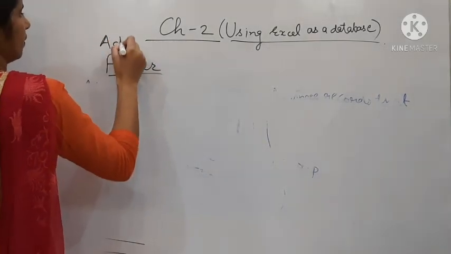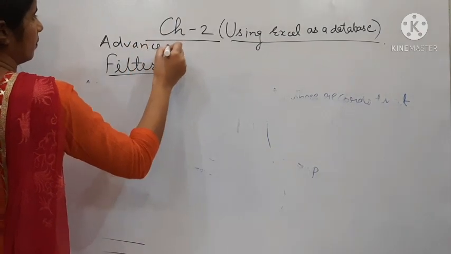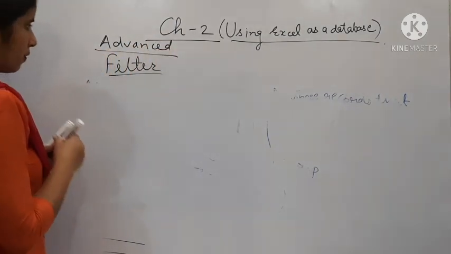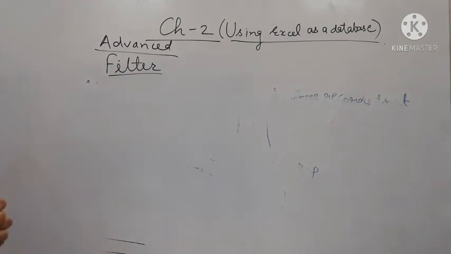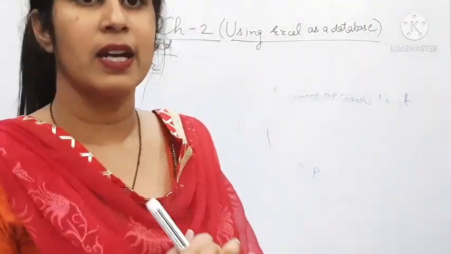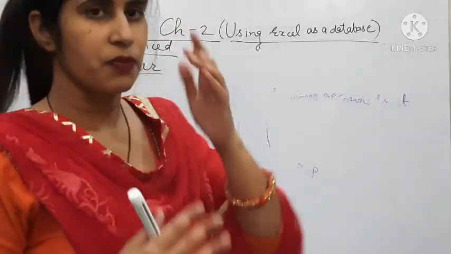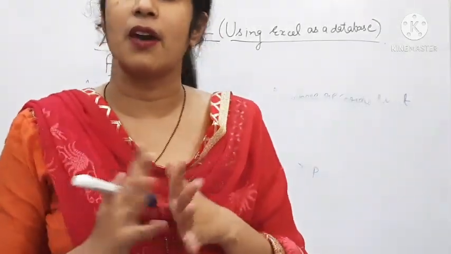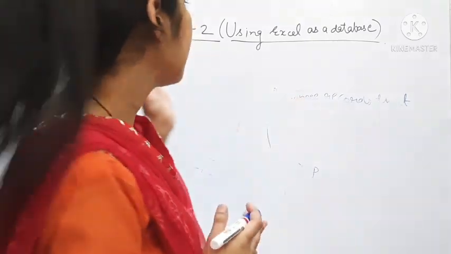Advanced filter. Now what is advanced filter? Filter is used to display the records that meet the specified criteria. Here it is advanced filter, so it must have new features. So what is advanced filter?